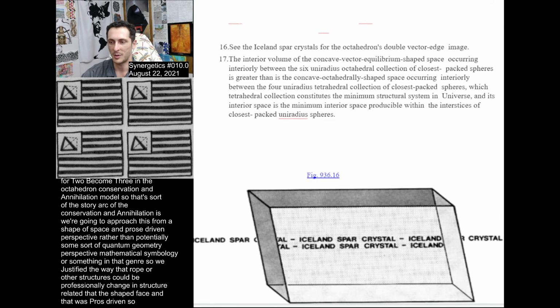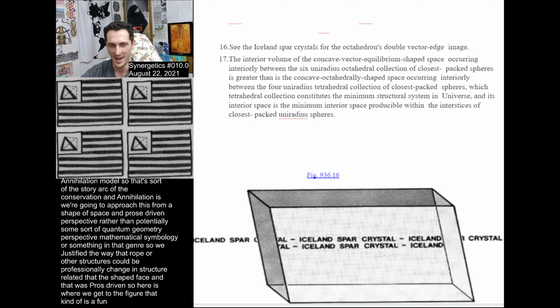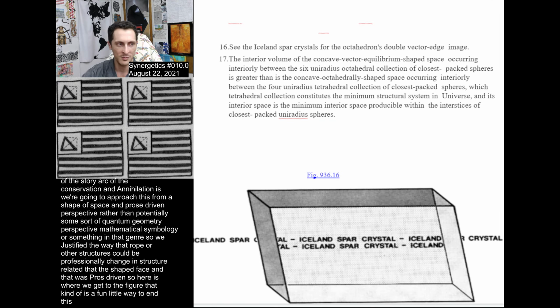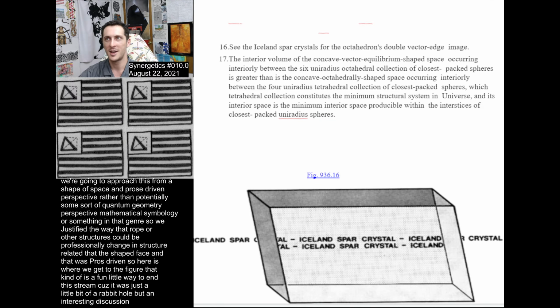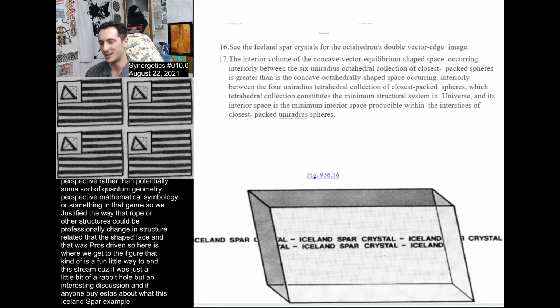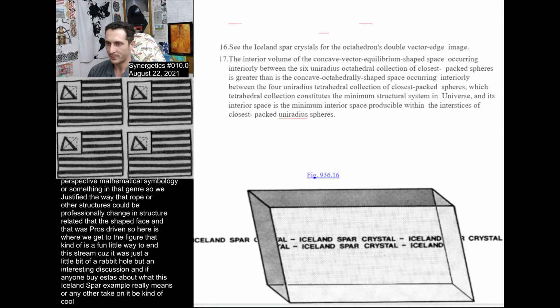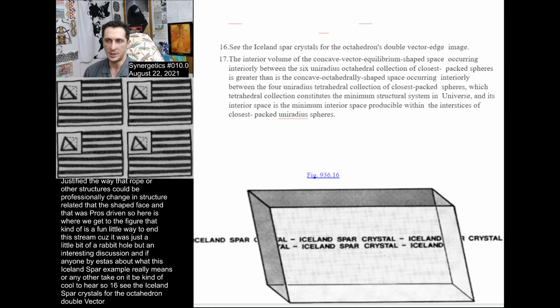So here is where we get to a figure that is a fun little way to end this stream, because it was just a little bit of a rabbit hole, but an interesting discussion. And if anyone has thoughts about what this Iceland spar example really means, or any other take on it, it'd be kind of cool to hear. So, 16. See the Iceland spar crystals for the octahedron's double vector edge image.